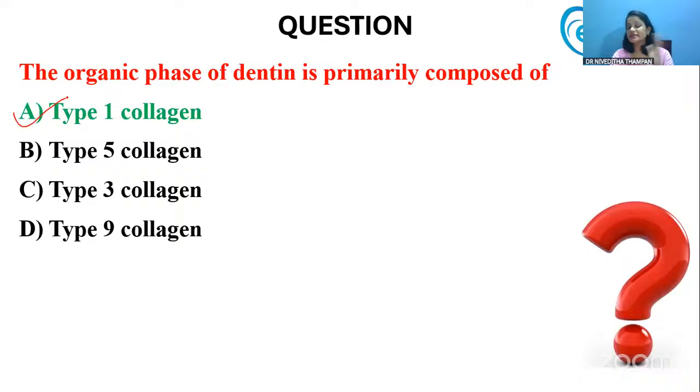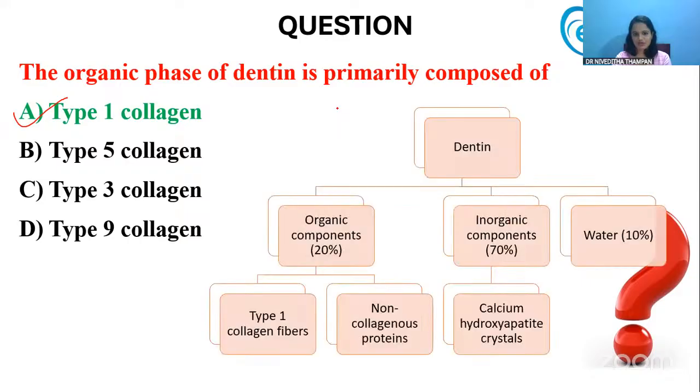Type 3 is present in which type of dentine? Type 3 is present in the mantle dentine. Type 3 collagen fibers, the Korff's fibers, are present in the mantle dentin. The organic phase is mainly composed of type 1 collagen. Remember this flow chart: organic component, mainly type 1 collagen fibers.